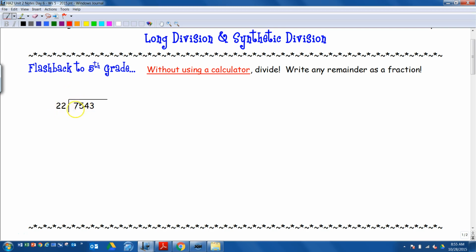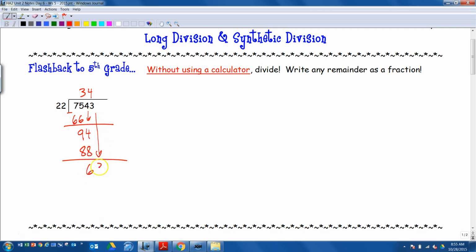22 goes into 75 though, 3 times, and 3 times 22 is 66. And then we would subtract what is remaining, and you should get a 9. Then you bring down the next piece, and does 22 go into 94? Yes, it does. It goes into it 4 times, because that gives you an 88. If you did 5, you'd go over, which we do not want to do. Well, then you subtract, and you get a 6.